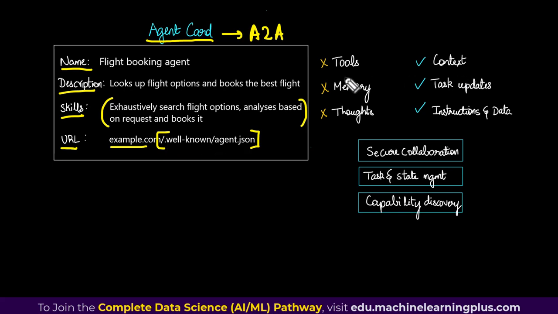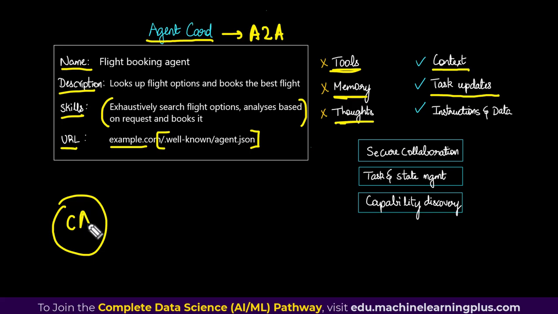So this is what an agent card is, and using this, we let other agents know what your agent is capable of doing, right? So in this whole schema of things, we are not letting other agents know what your tools are, what your memory is, what your thoughts are. They don't need to know about this. But the information exchange, the communication happens by sharing the context, the task updates, right? So I have another agent here, the client agent is here, and you need to connect to a particular flight booking agent, for example, right?